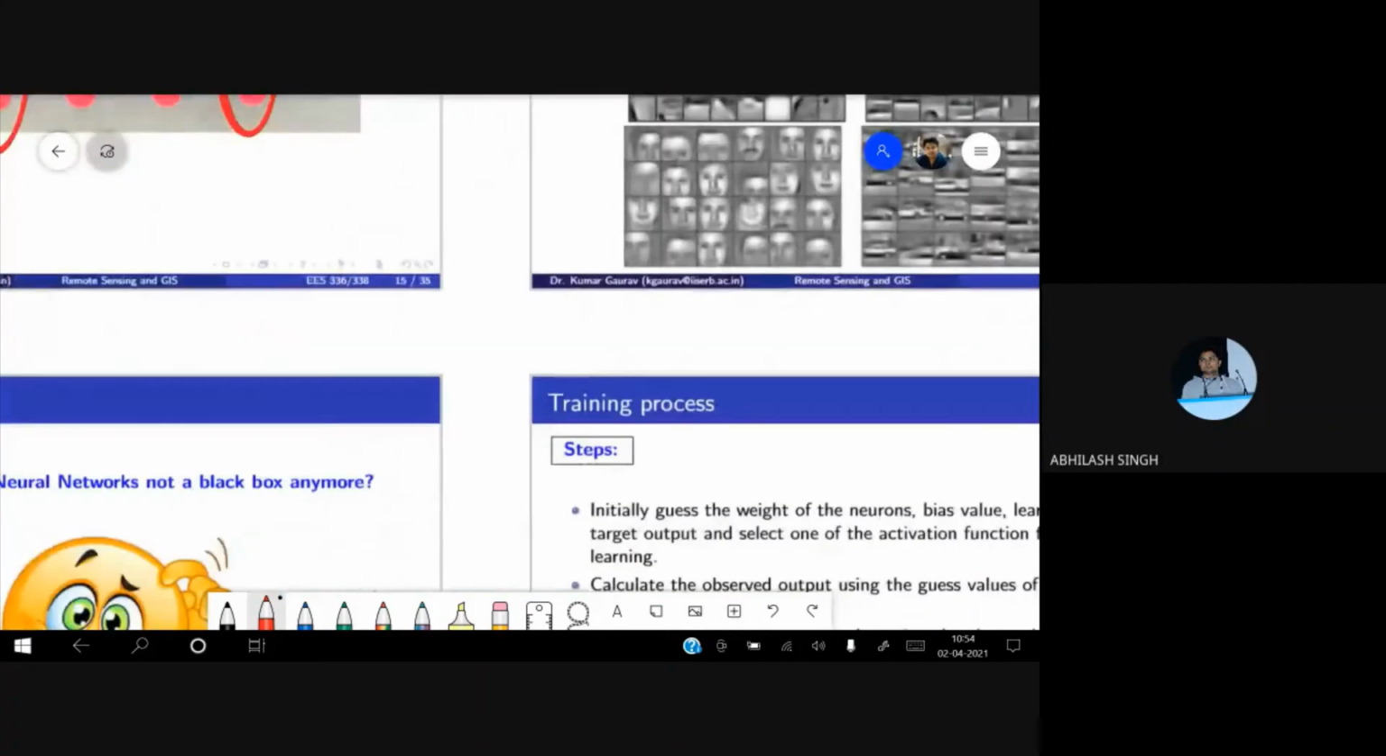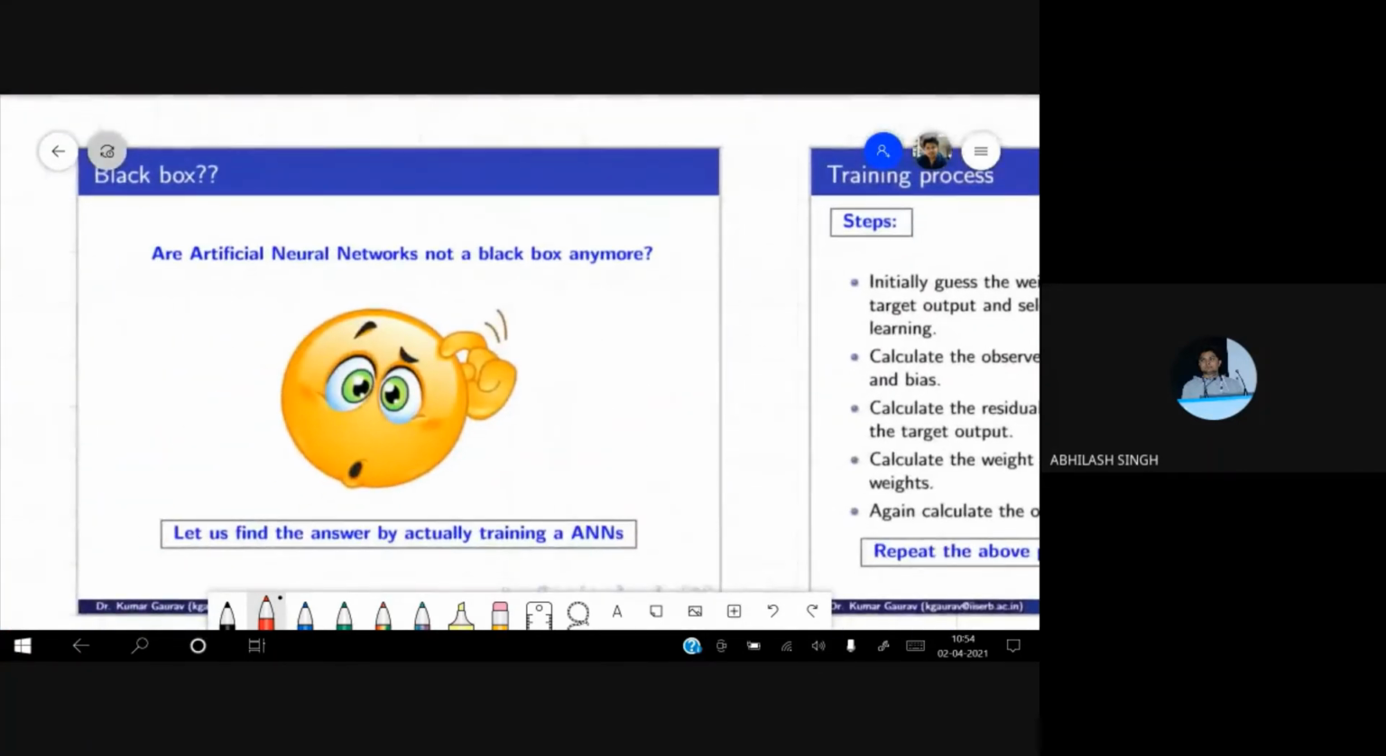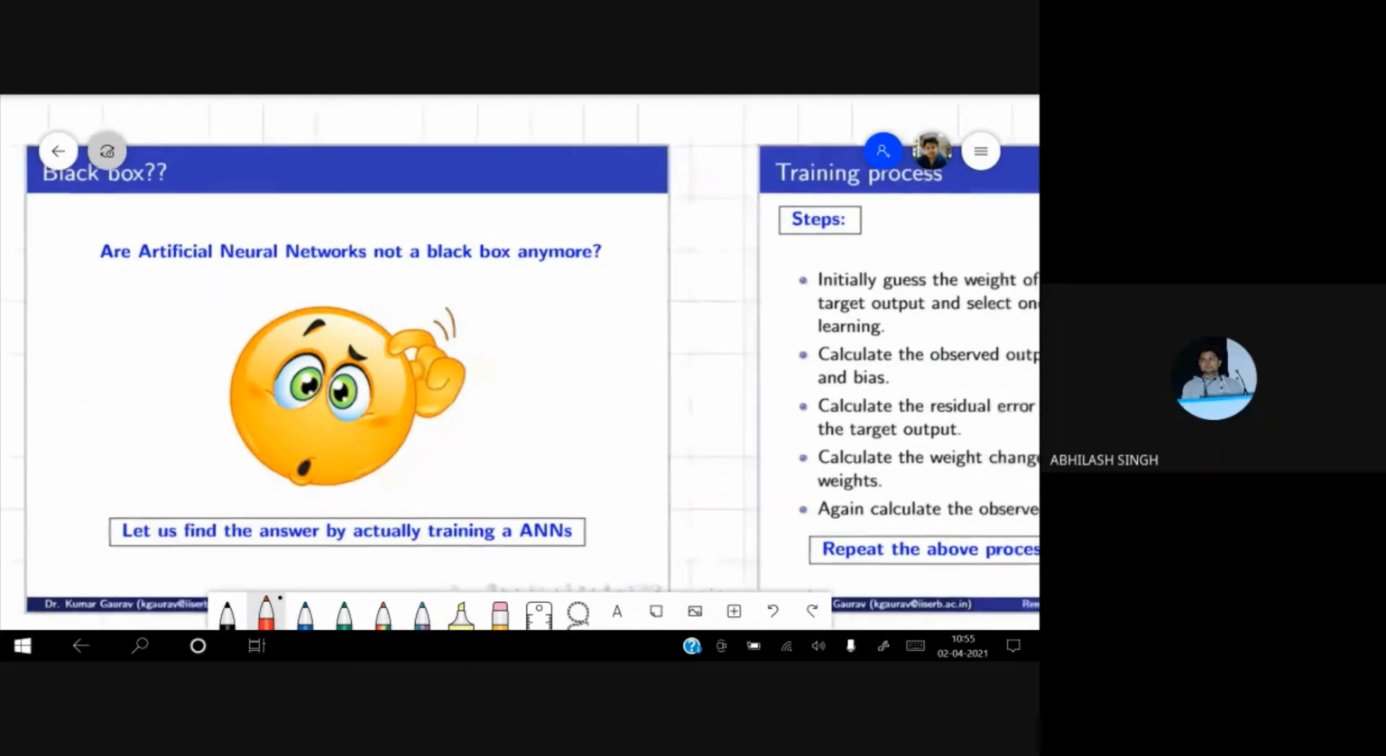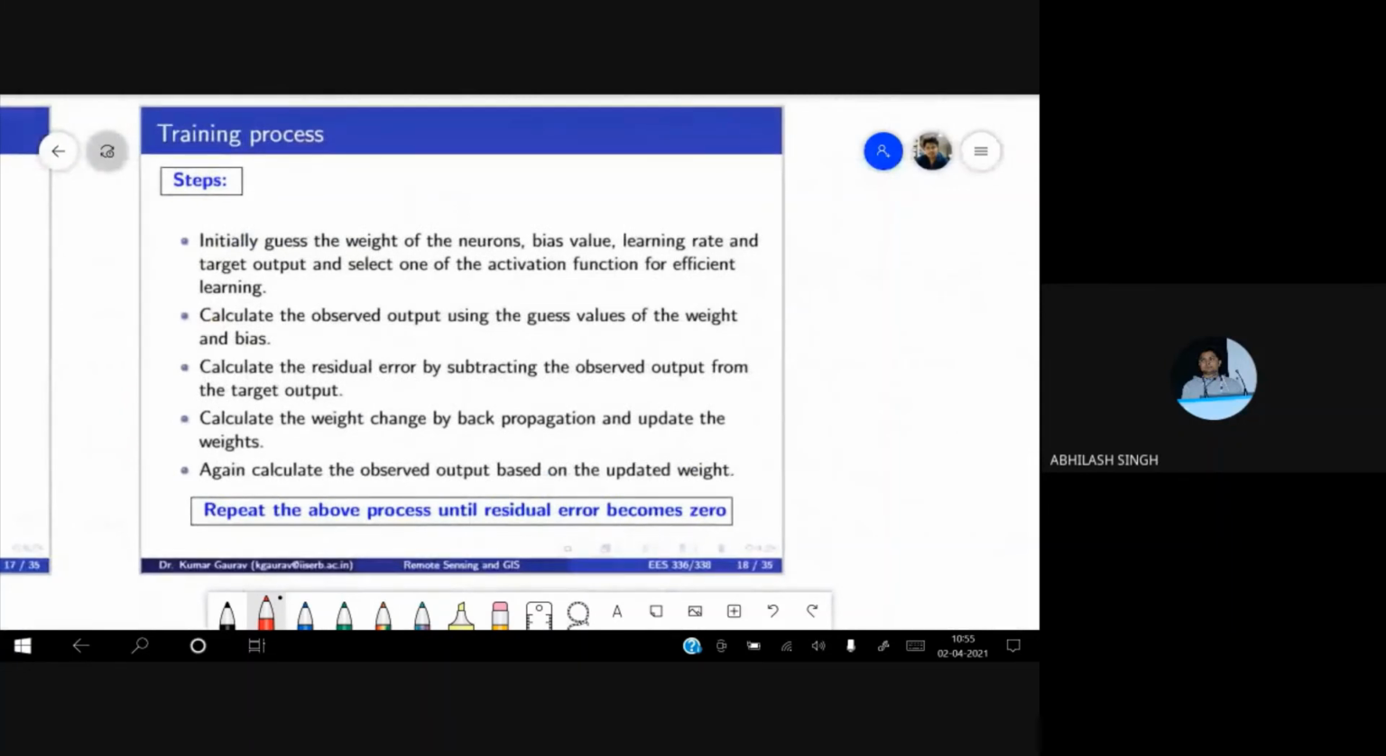Now let us proceed further and see inside of the ANN. There are several debates over the use of ANN, because it is considered a black box. We don't exactly interpret what the ANN does internally. So is ANN a black box or not? Let us find this answer by actually training an ANN, and these are the steps for training the ANN.